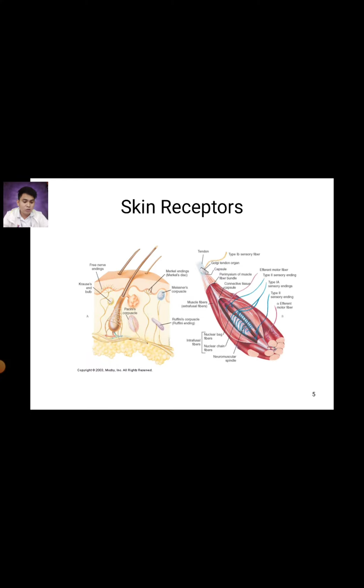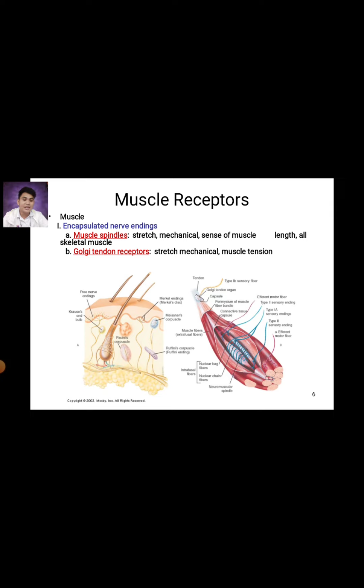Let's go also to the muscle receptors. Kanina skin receptors, ngayon naman po is yung muscle receptors. Muscle, encapsulated nerve endings. The muscle spindles stretch mechanical sense of muscle length, all skeletal muscle. Golgi tendon receptors stretch mechanical muscle tension. Yan po.